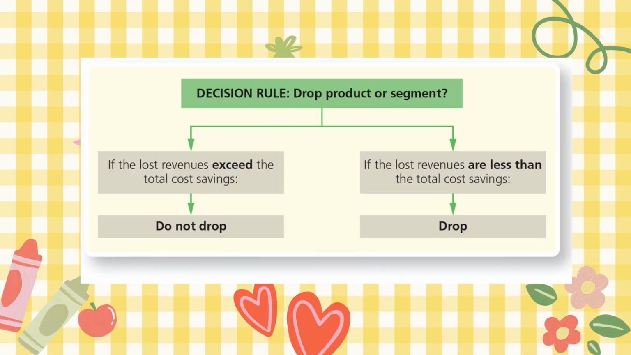So the decision rule here to drop an unprofitable product or segment: if lost revenues exceed the total cost savings, do not drop. If the lost revenues are less than the total cost savings, we drop. So if the operating income will decrease if I drop this line, I'm not gonna drop. If the operating income will increase if I drop this line, I'm gonna drop.